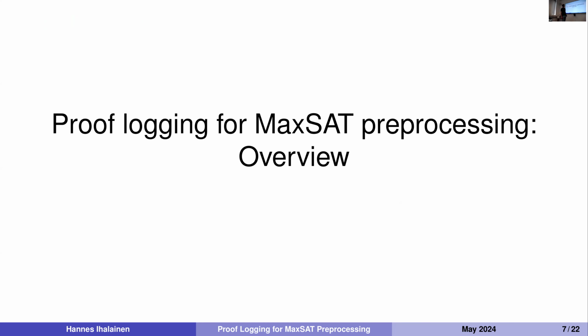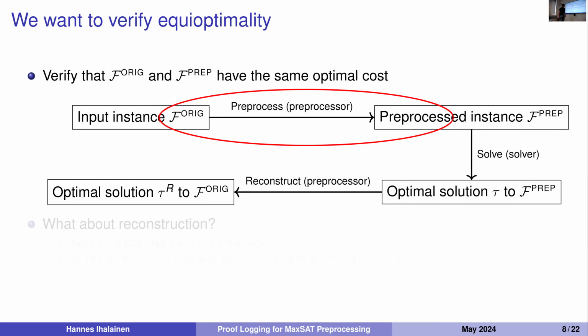Okay, that's about the preliminaries. Now let's go to the proof logging part. What we do with proof logging is that we verify that what our preprocessor does here is actually correct. So we verify that our input instance and output instance of the preprocessor have the same optimal cost.